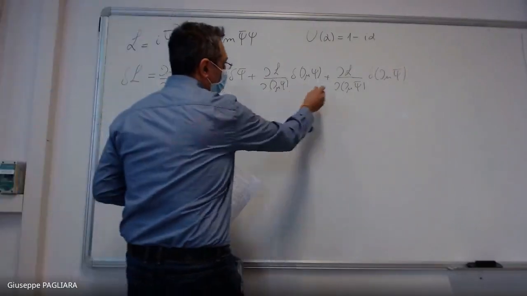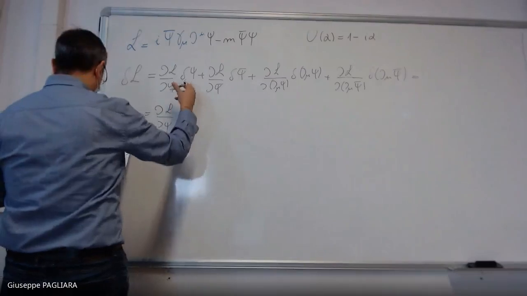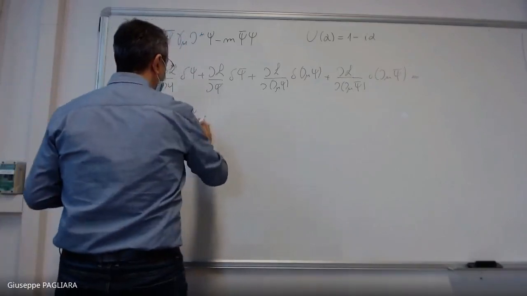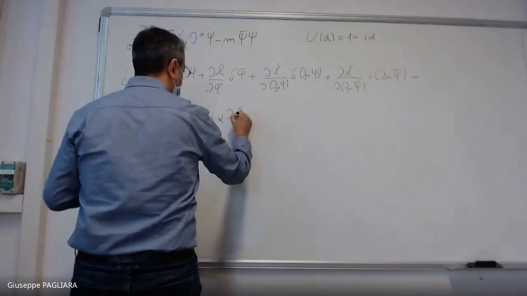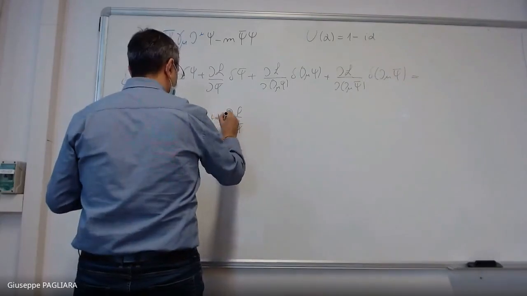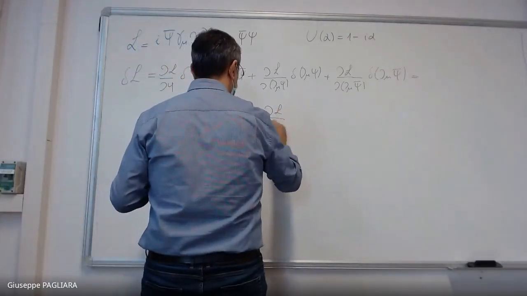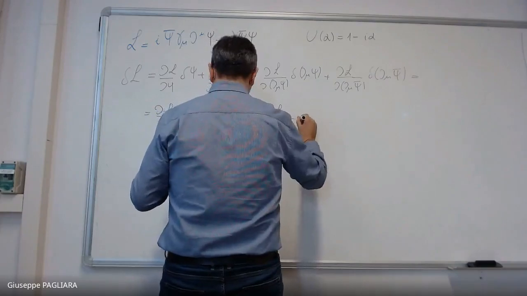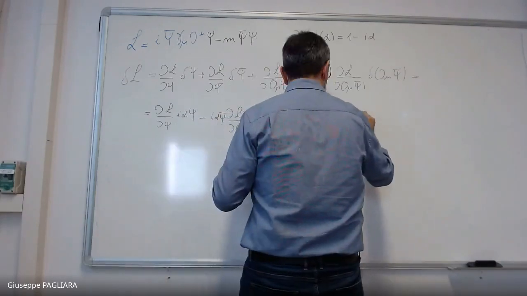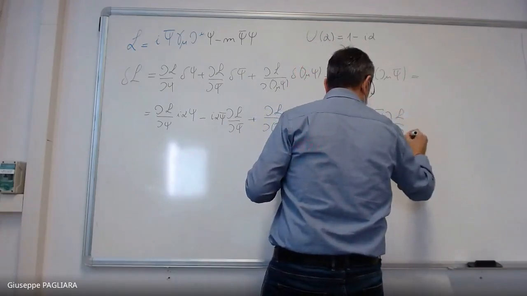And let's substitute here the ingredients that we derived before. So this is dL over d psi times I alpha psi, plus minus I alpha psi bar dL over d psi bar. Now we have plus dL over d the mu psi times I alpha the mu psi, and then the last term is minus I alpha the mu psi bar dL over d the mu psi bar.